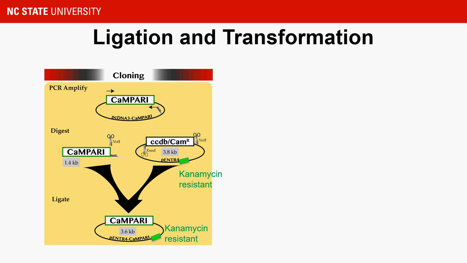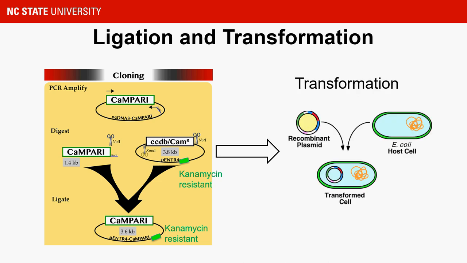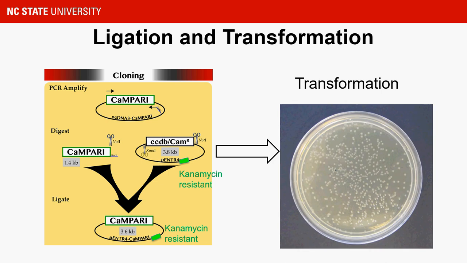In our experiment, we will ligate the PCR amplified and digested Campari DNA with the pN34 vector. We will then transform this ligation mix into E. coli cells. Because the pN34 vector contains the kanamycin-resistant selectable marker, the successfully transformed E. coli cells will therefore be able to grow on plates containing the antibiotic kanamycin. This is a result we will expect.